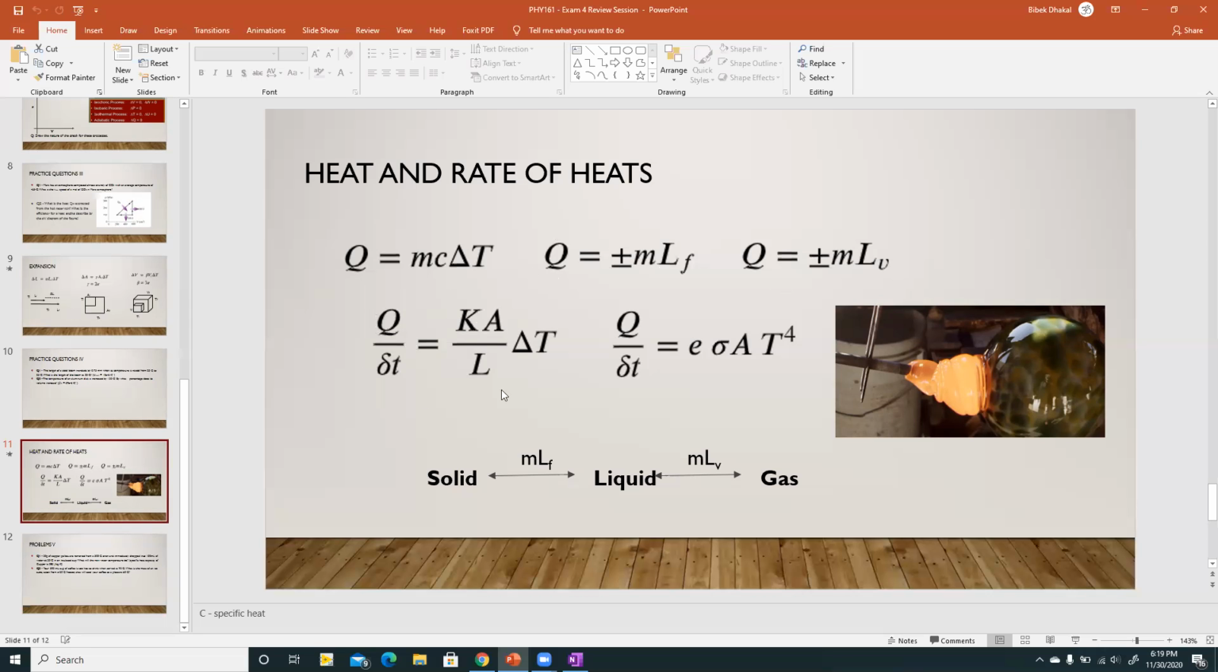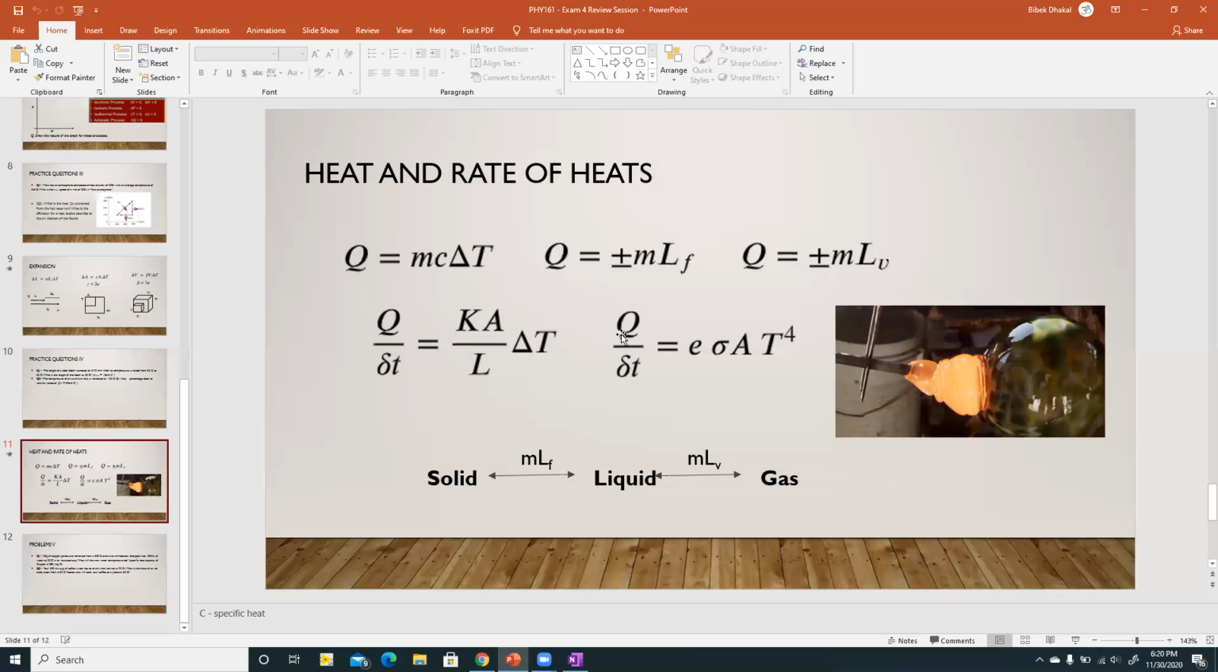Now for the conduction part of the heat transfer. If you have a rod and you heat one end of it, then after some time you will feel that heat at the other side if you are holding that rod with your bare hand. That's because conductors are good materials for heat transfer. The rate of heat lost by the hotter end is given by this. K is the coefficient of thermal conductivity, A is the cross-sectional area of that rod, L is the length of the rod, and delta T is the change in temperature between those two ends.